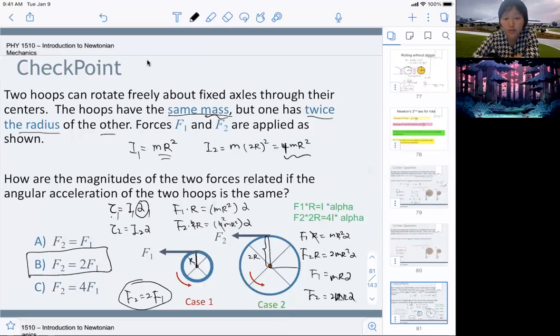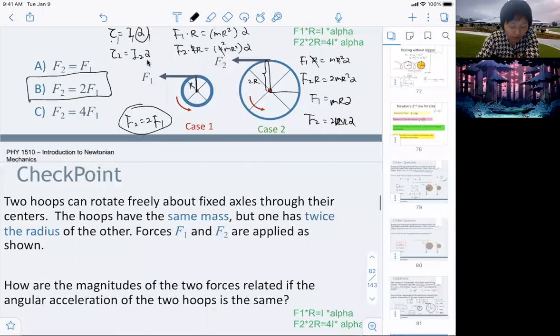The way we figure this out is by applying Newton's second law for rotation. Torque equals I alpha. If you want to calculate torque, you need to do radius times force. And if you want to find I, you need to plug in the rotational inertia equation, and they may have the same I, or in this case, they don't have the same I. Then you plug in the mass or whatever radius they tell you. So the answer is B.